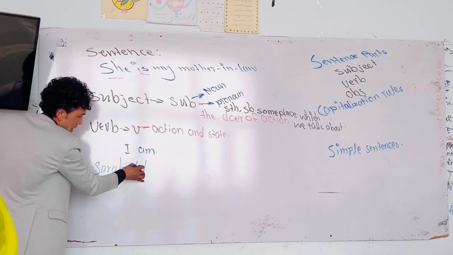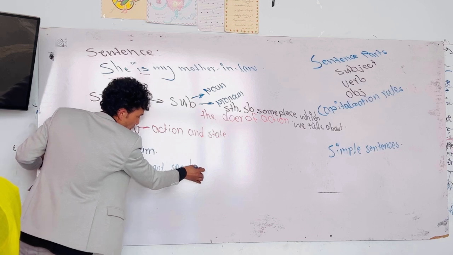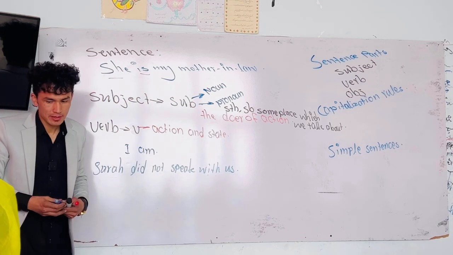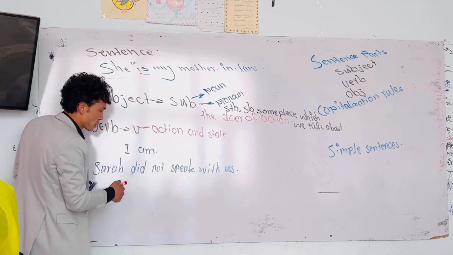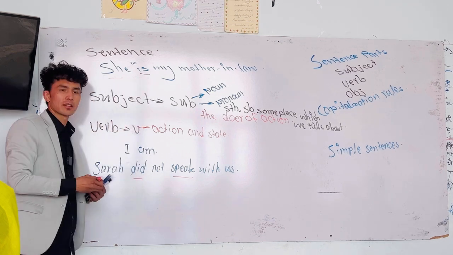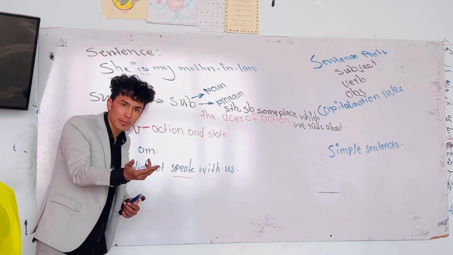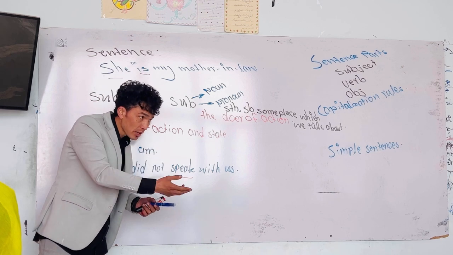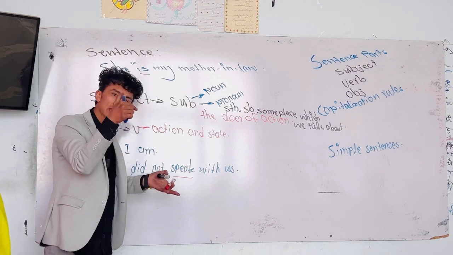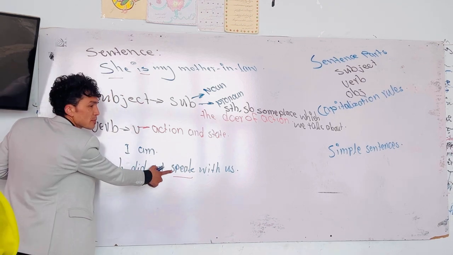Example, Sarah did not speak with us. Sarah did not speak with us. That is a subject we do not care about. And where is the verb here? Speak. What is did? Did is also a verb. A sentence can have more than one verb. If a sentence has more than one verb, the first verb is the helping verb and the second one is the main verb. Always keep this in mind. Got it? Now did is what? Helping verb. Speak is the main verb.